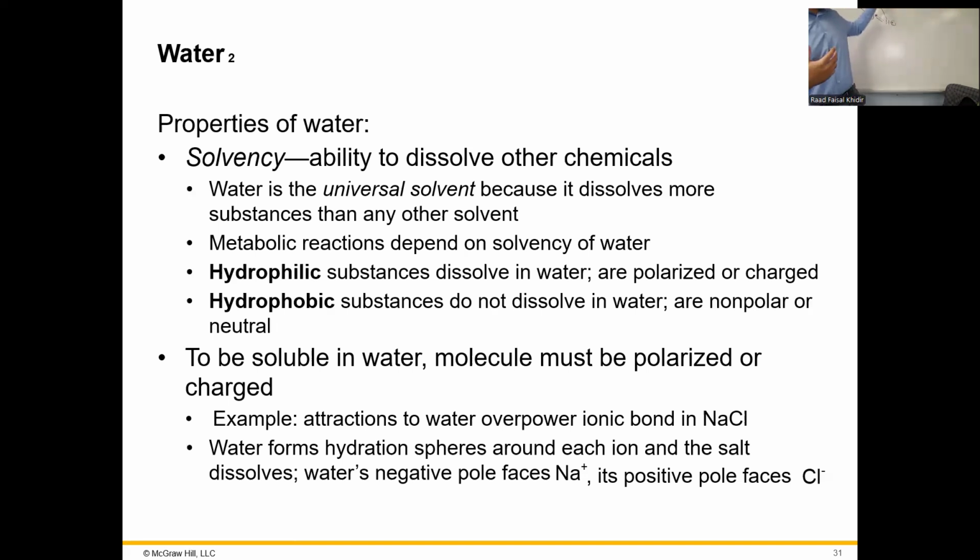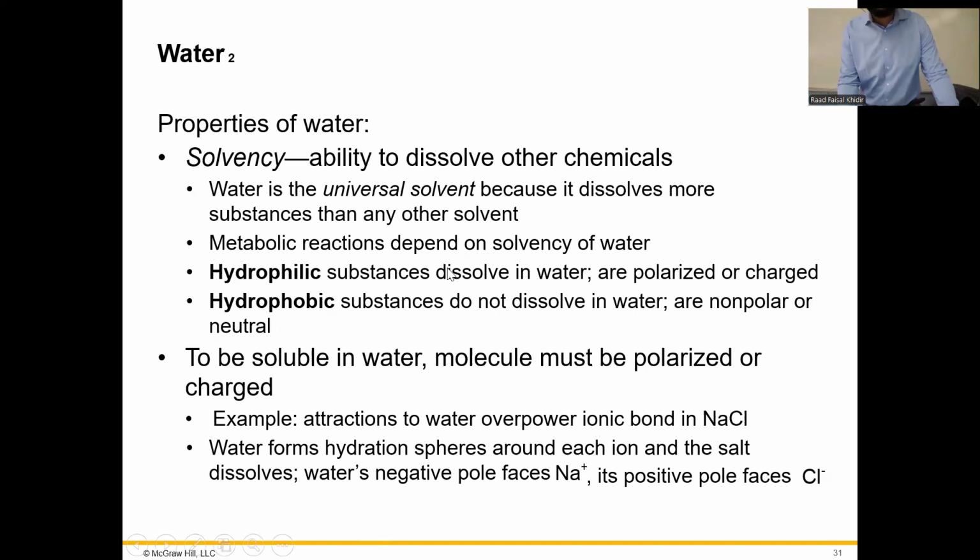H is positive. Why is H positive? Because O is taking all the electrons. Electrons are spending more time around the O, not the H. And who's dissolving the Na plus? The O minus, because it has all the electrons, and the Na has no electrons.